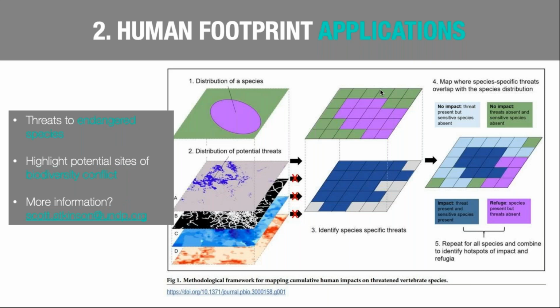So this is getting a little bit more complicated, but I wanted to flag this application. Human footprint maps, like the ones we were looking at in the previous slides, can be used to look at threats to endangered species. If particular species are sensitive to human pressures and land uses, you're able to take the range maps of these species, maps that show where these species exist within a country, and combine them with the human footprint maps to highlight places of potential biodiversity conflict.